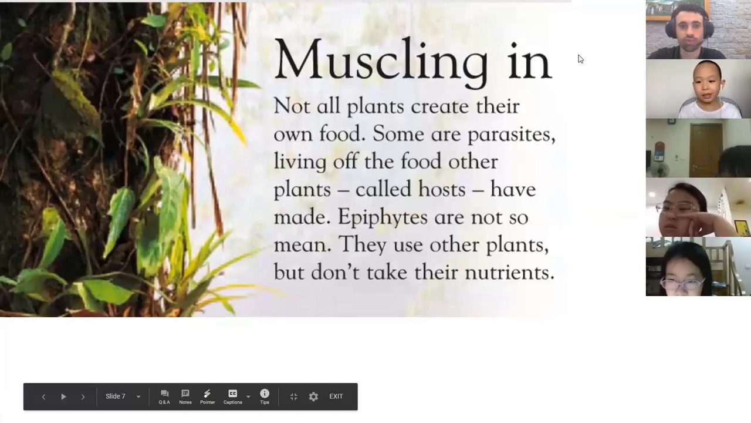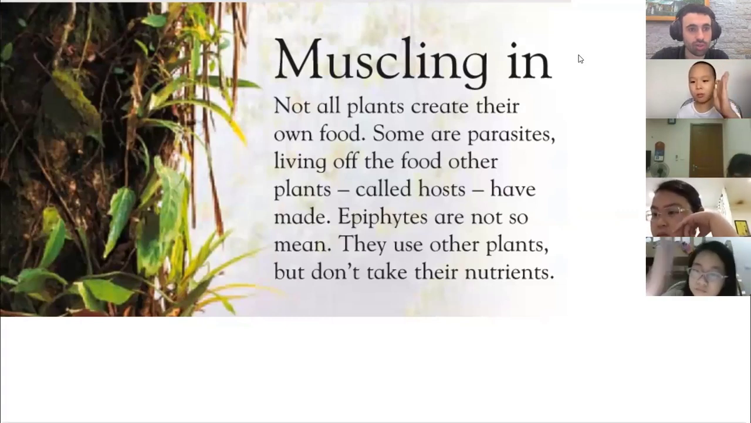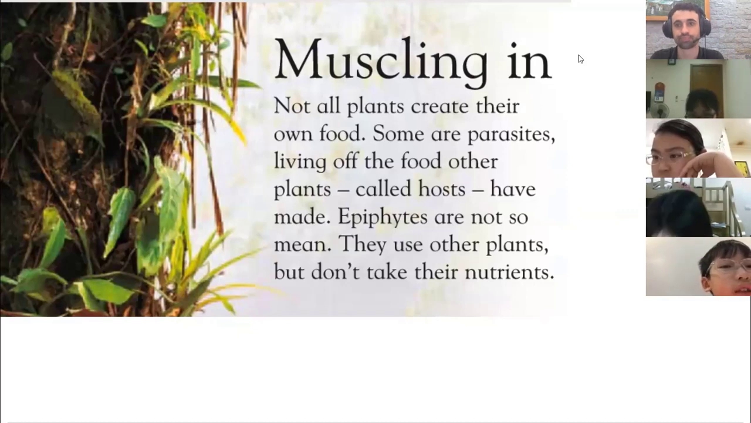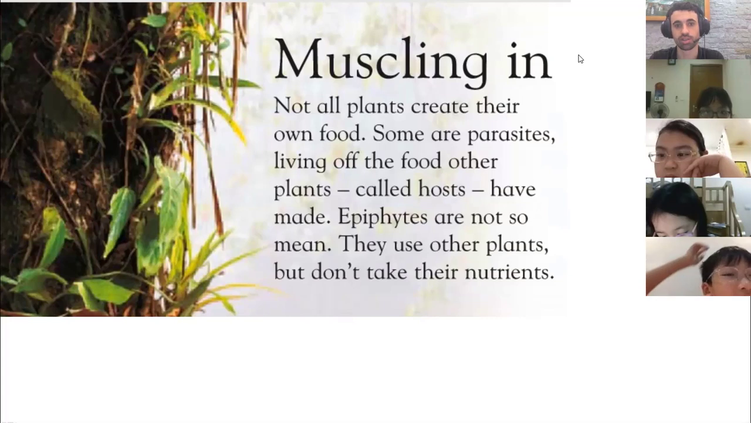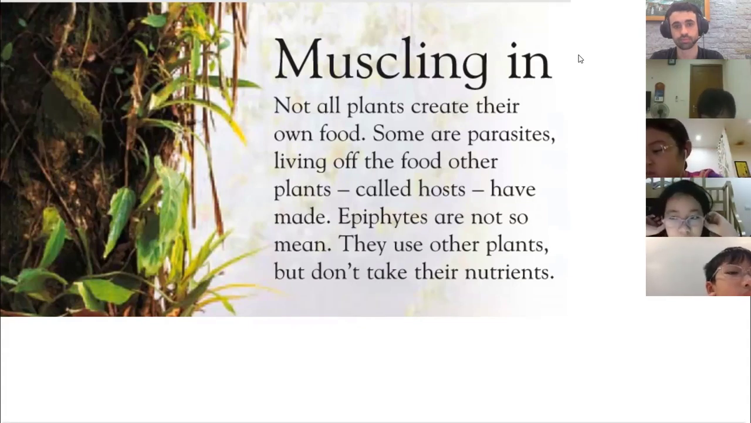Okay, I'd like someone to read Muscling In. Let's have Roberto. Muscling In. Not all plants create their own food. Some are parasites living off the food of other plants. This is called an epiphyte, or epiphytes. Epiphytes are not so mean. They use other plants but don't take their nutrients.